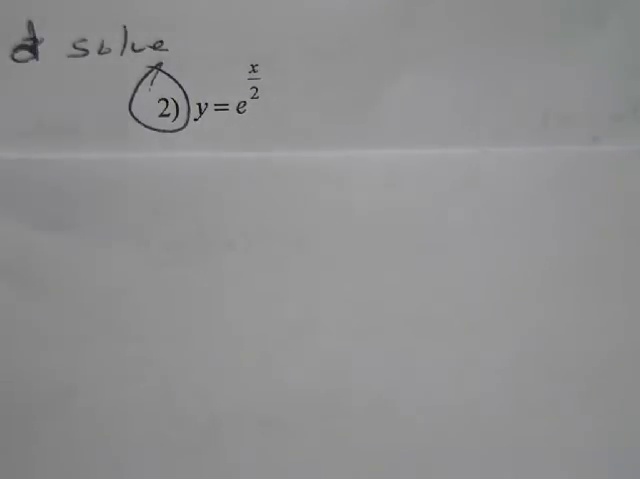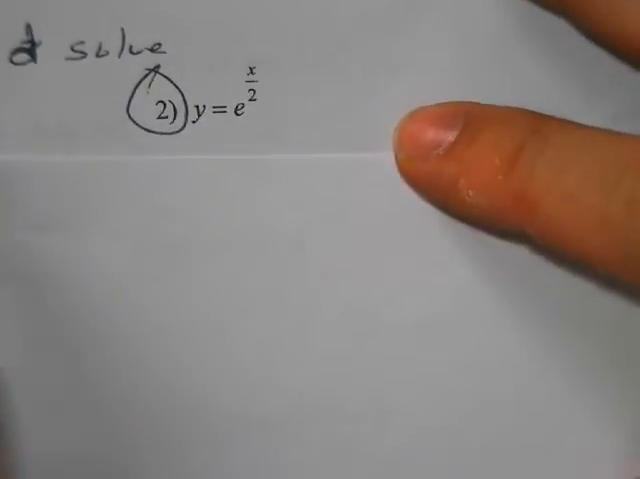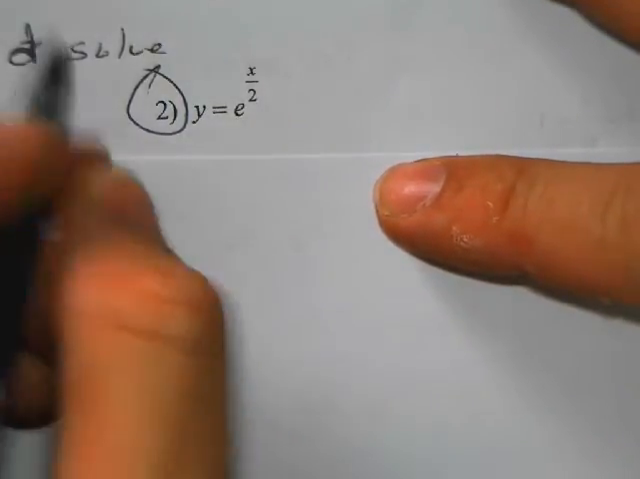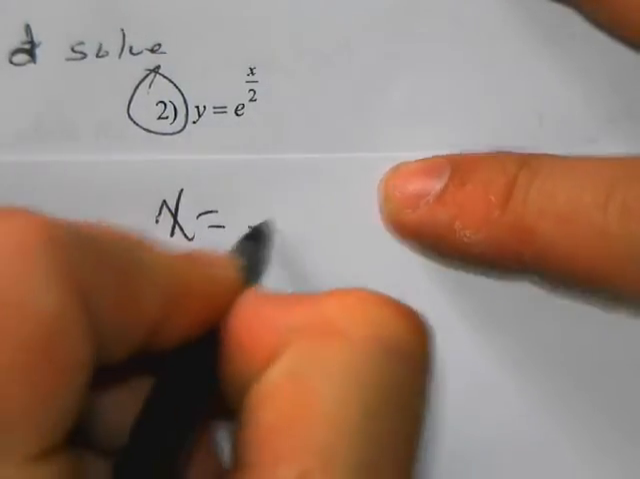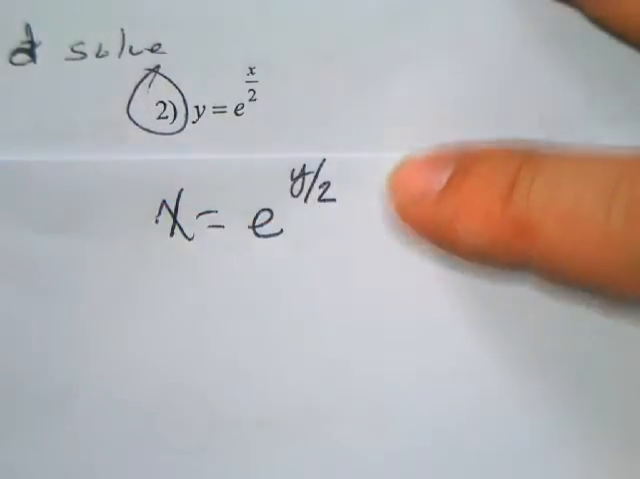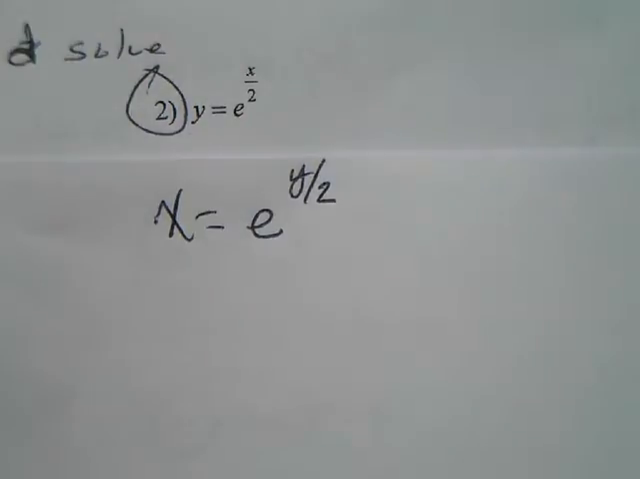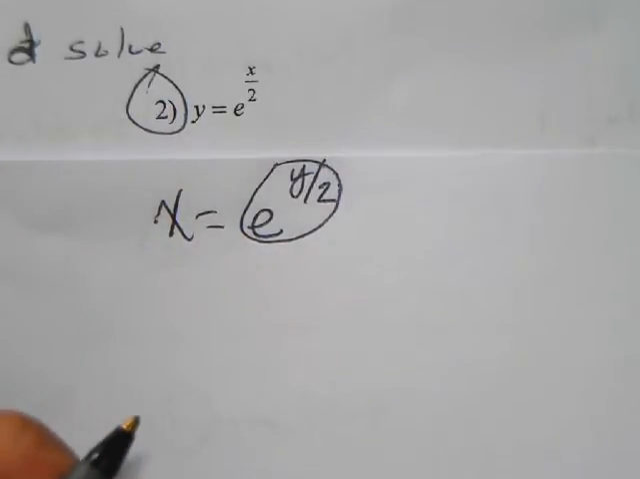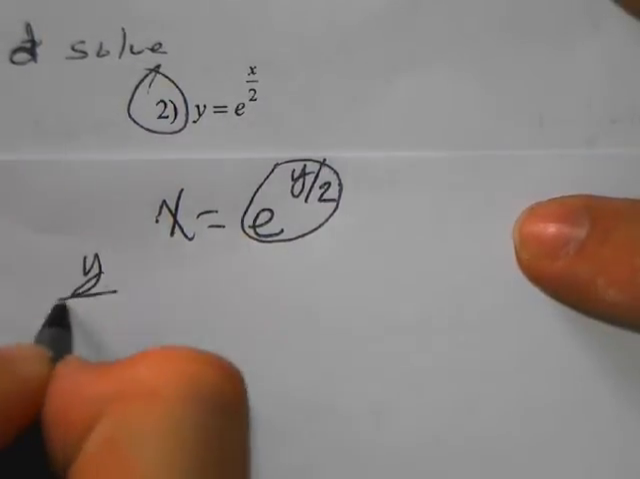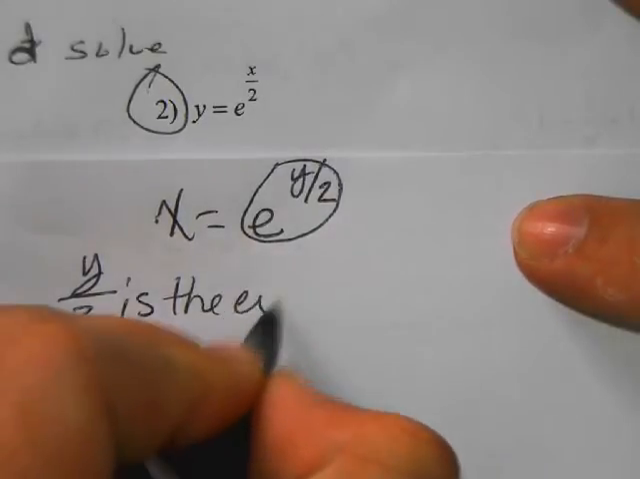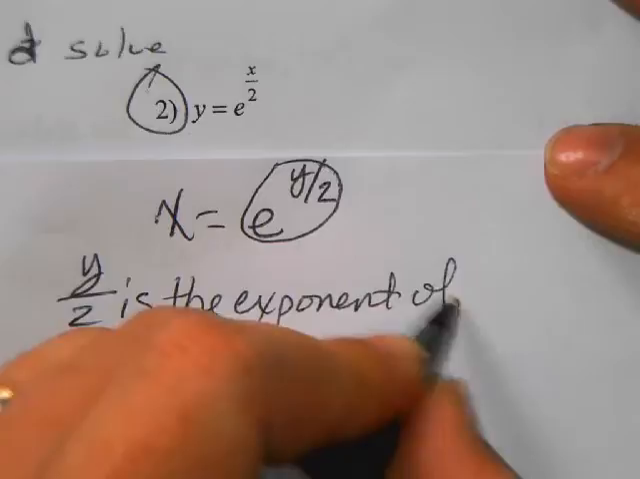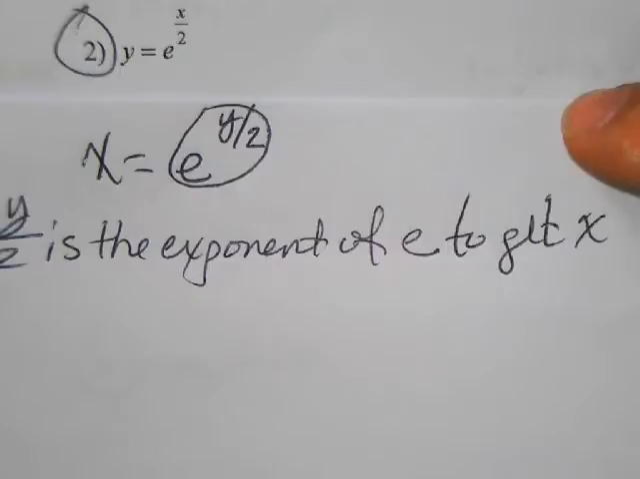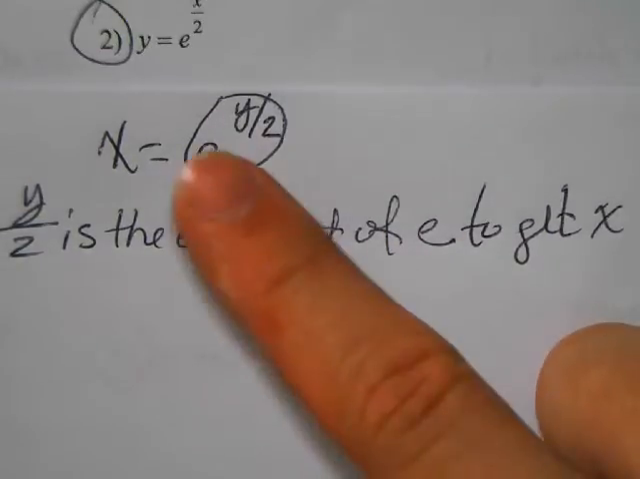Okay, everybody, so they asked us to find the inverse of this function. To find the inverse, first we're going to switch our x and our y variables. So x equals e to the y over 2 power. Now that I have my base and my exponent by itself, I can go ahead and translate. Y over 2 is the exponent of e to get x, is what you're seeing here.